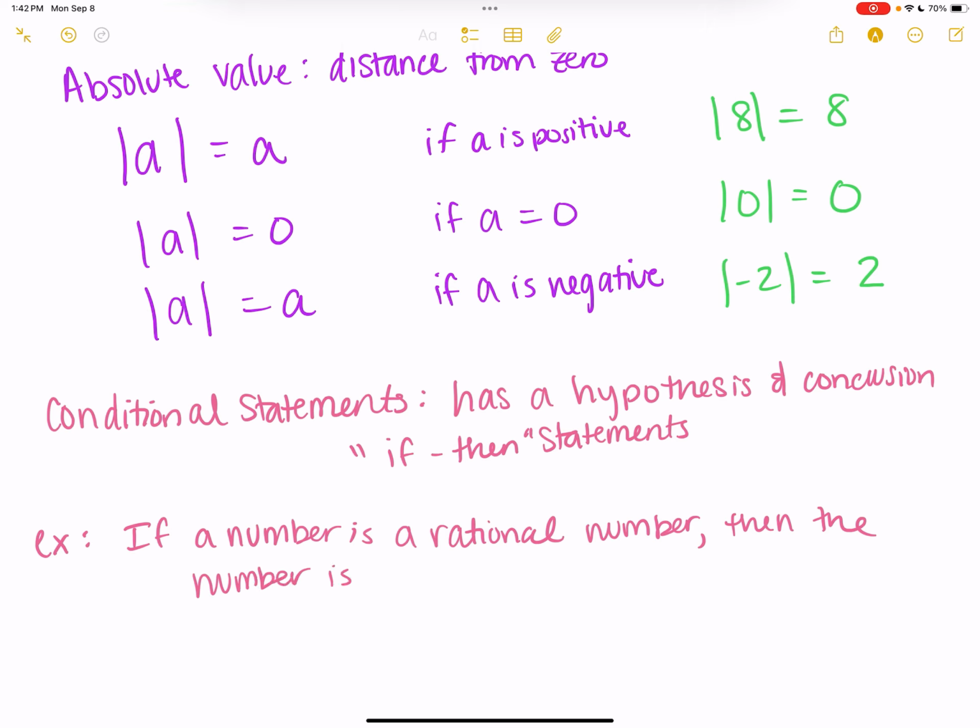Well, is that true? Why? What would be something that would prove that this is not true? Yep, rational can be positive or negative. So a counterexample would be negative 2/3 is rational and negative.